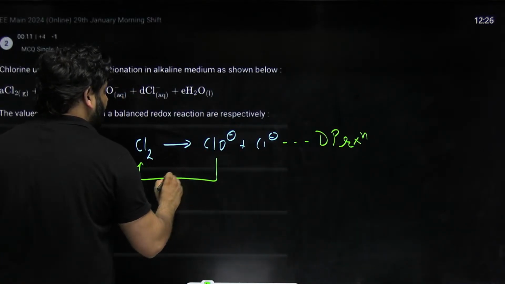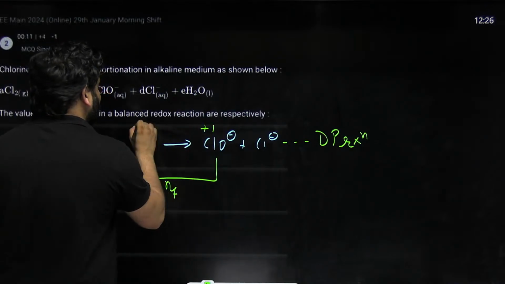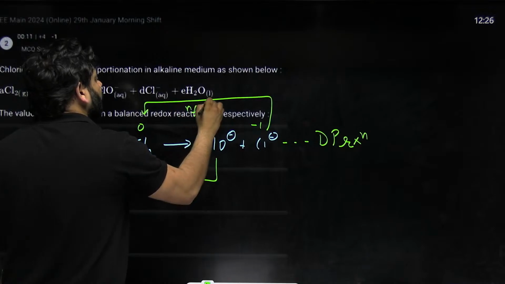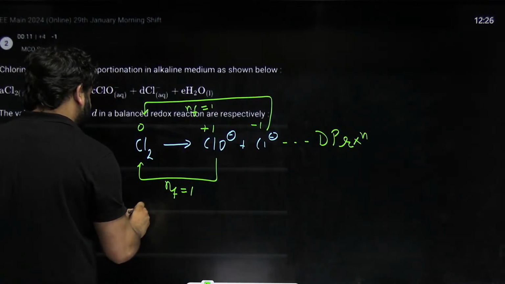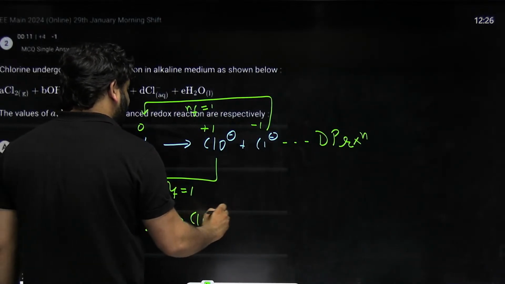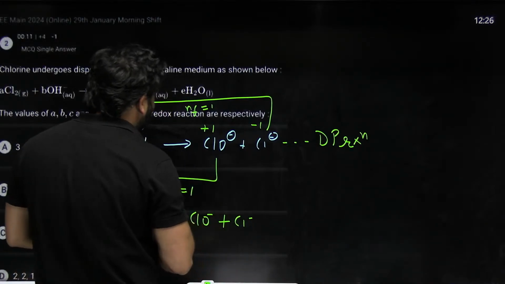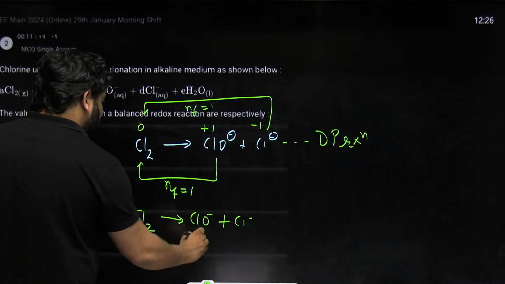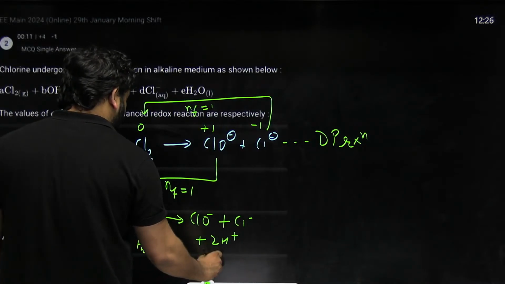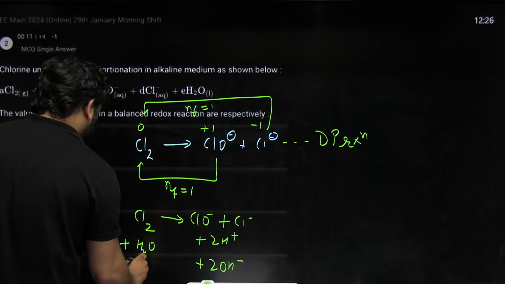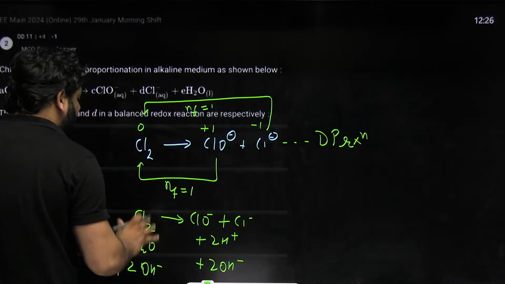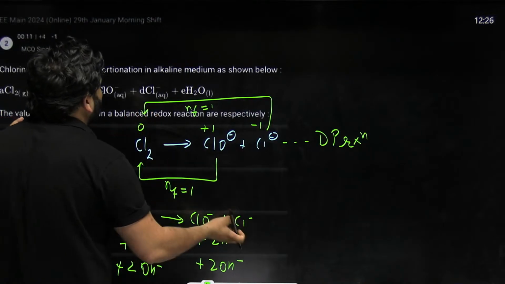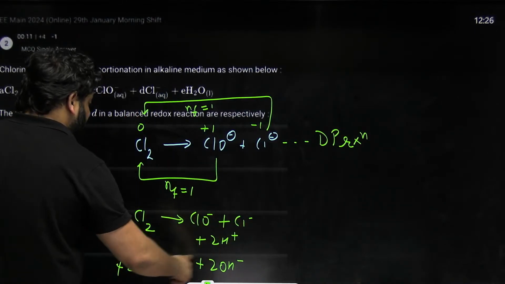So this will get an n factor. This is what? Plus 1, 0, minus 1. This has an n factor of 1. This also has an n factor of 1. If both of them have 1, cross multiply them and simply make it Cl2 gives you ClO minus plus Cl minus. Now what should you do? Find out the number of oxygen here. 1. We will put 1 H2O. We will put 2 H plus. We will put 2 OH minus here and 2 OH minus here. That's what we do. We balance it until hydrogen is balanced in acidic medium. Then if it is a basic medium, we add as many OH minus as there were H plus. So this is how the reaction works.